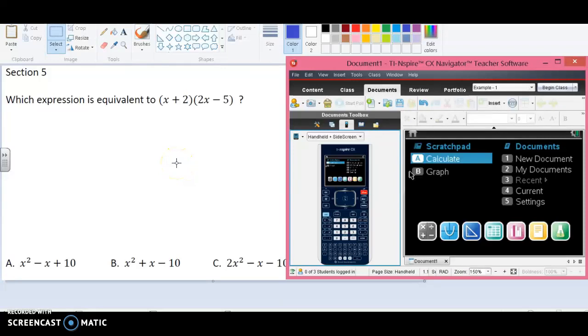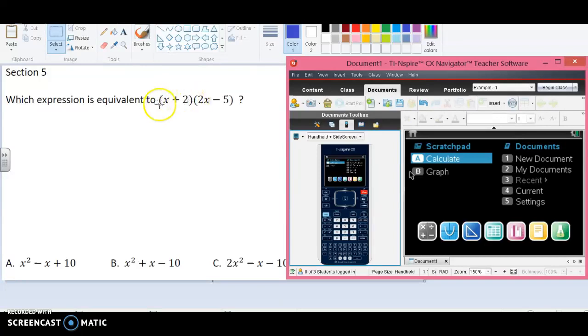All right, section 5, last section, guys. Again, we've got more equivalent expressions, and we know what to look for first by now. We should be looking at our parentheses first. So let's take a look at what we got.